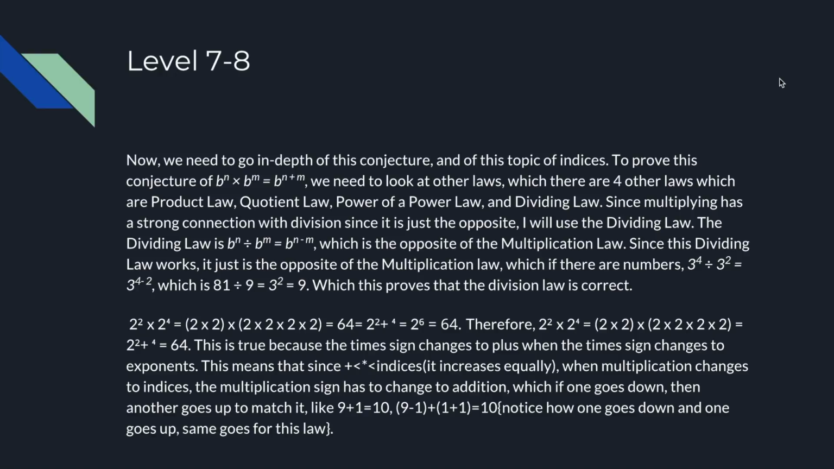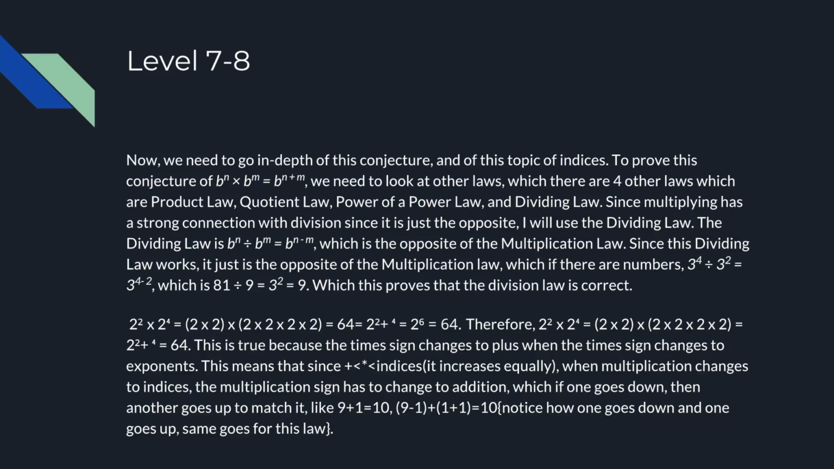Levels 7 to 8. So now we need to go in depth on the conjecture that b to the power of n multiplied by b to the power of m is b to the power of n plus m. To prove this conjecture, we need to look at other laws or conjectures, of which there are 4 others. All 5 laws are the product law, quotient law, power of a power law, dividing law, and multiplication law, and I chose the multiplication law.